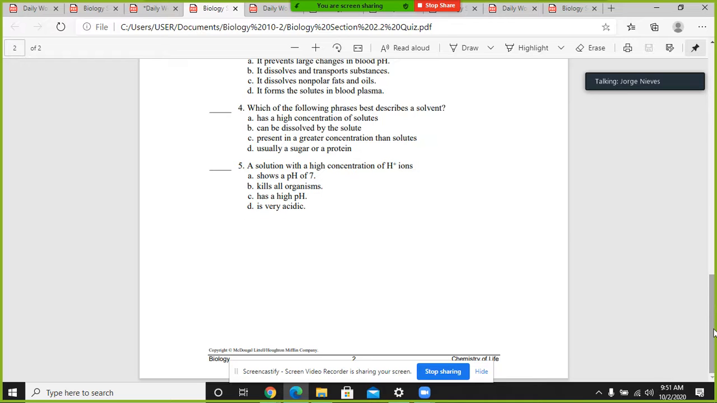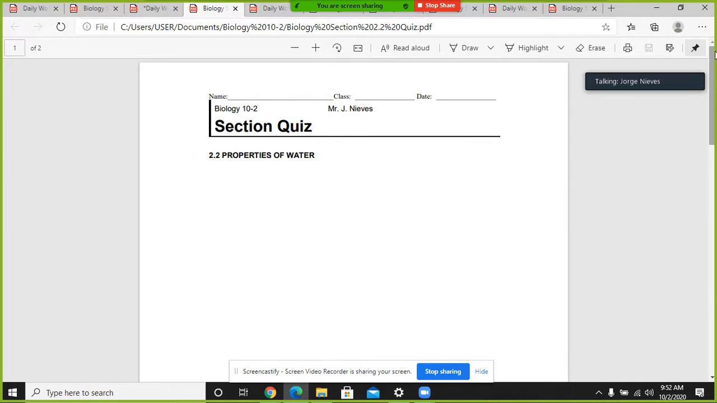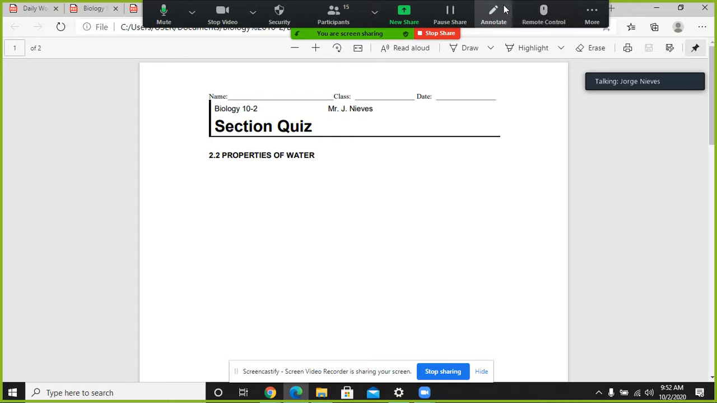La D, exacto. It's very acidic. Okay. Estamos. So, we saw that in the lesson, okay? A solution with a high concentration of hydrogen ions is very acidic. Si ahí hubiera dicho a solution with low concentration of hydrogen ions, sería entonces very basic. Okay. Estamos. Pregunta hasta aquí. From lesson 2.2, properties of water. So if there is no question, we can continue with section 2.3.